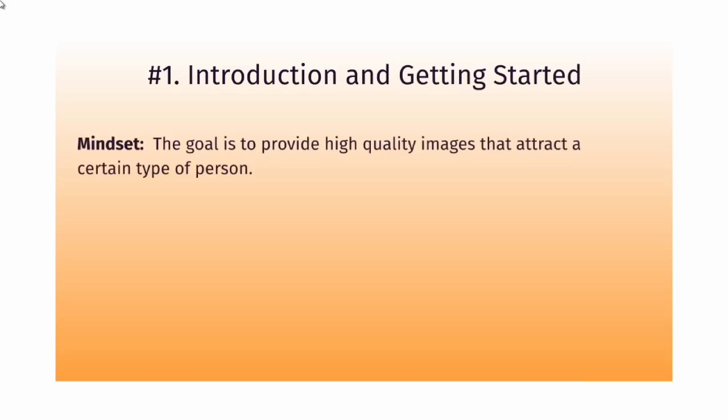So first things first, I want to start with mindset. The goal here is not to game the system at all because Google image search is very different than other searches like YouTube and the regular SERPs. And the reason why is because you're going to have an image that's going to show up on the Google image search. And with that in mind, people are going to click on the ones that best fit that keyword. So you want to make sure that you have a high quality image that attracts a certain type of person.